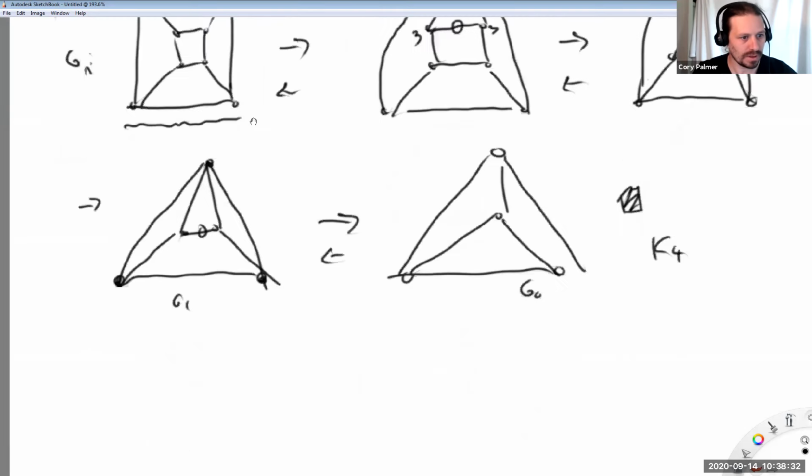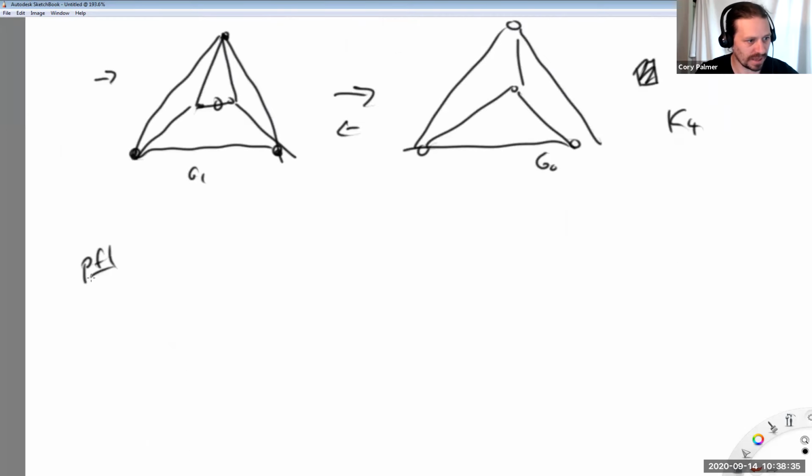Okay, so I want to get through the proof here if I can. So the first direction, I'm not even going to write out the proof. The first direction is, suppose you have the sequence. Why are you 3 connected?